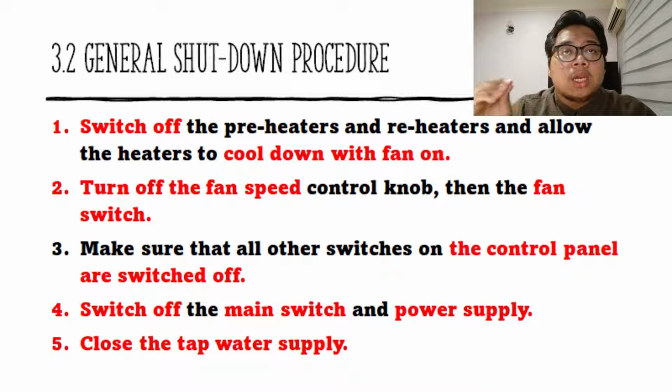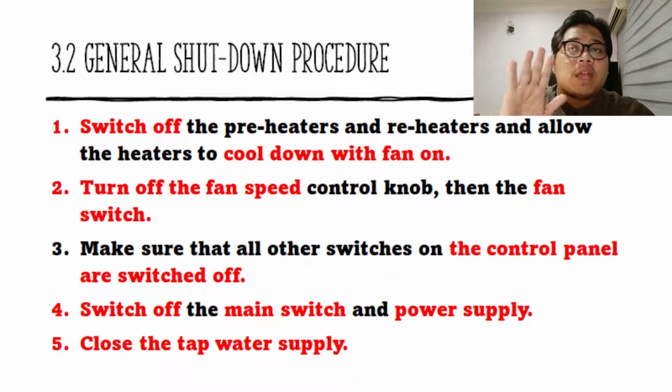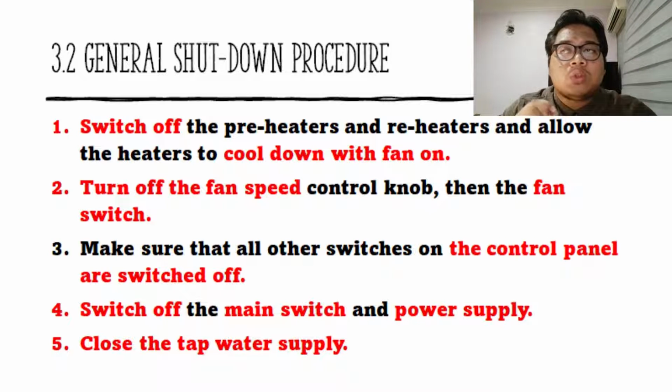3.2 is a general shutdown procedure that has 5 easy steps. The first is to switch off the heater and cool down with the fan. Then turn off the fan switch. Third, make sure the switches on the control panel are switched off. Next, switch off the main switch and power supply. Lastly, close the tap water supply.